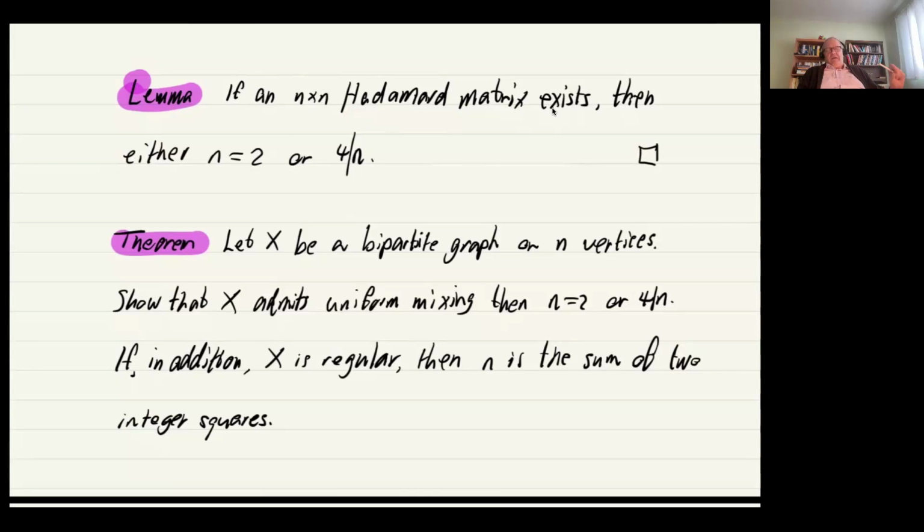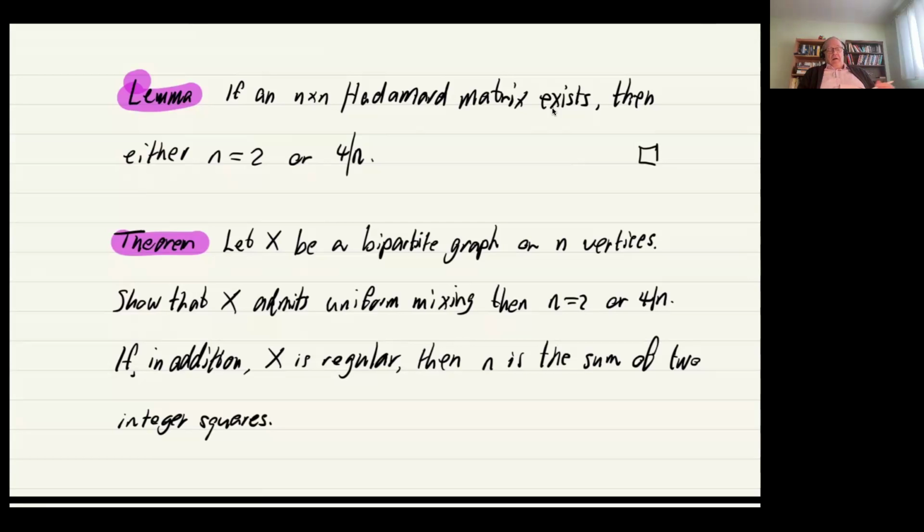Now the second row is going to have entries 1 and -1, but it has to be orthogonal to the first row. The rows of a Hadamard matrix are pairwise orthogonal. If you have a 1, -1 vector orthogonal to the all 1 vector, then that second vector must have an equal number of 1s and -1s, so that tells you that n must be even.